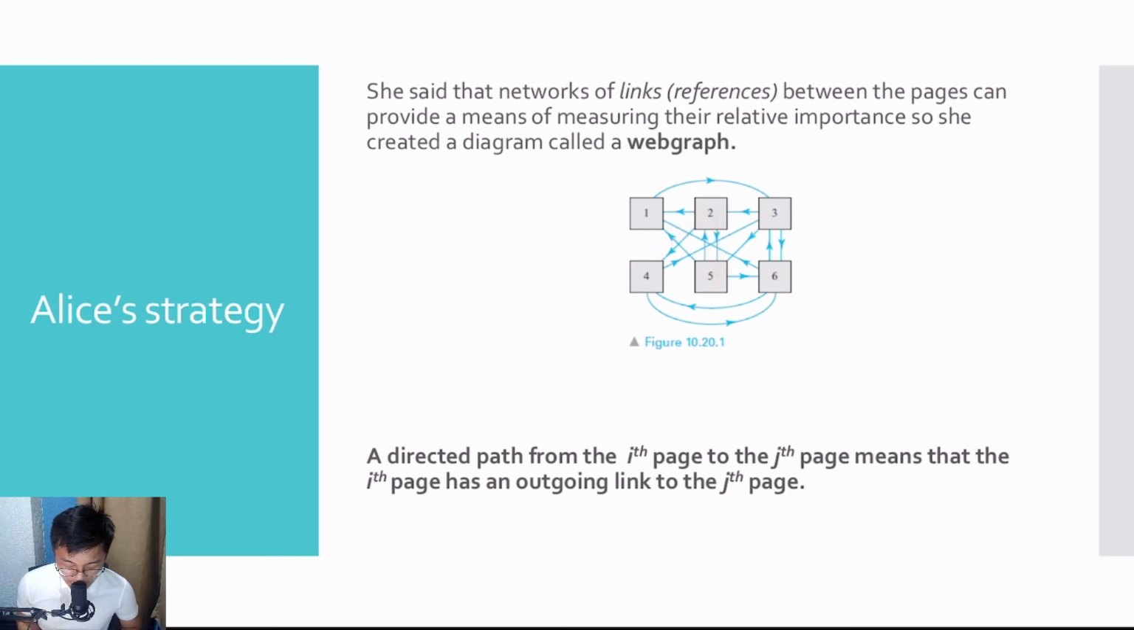So we define that as a directed path. A directed path from the ith page to the jth page means that the ith page has an outgoing link to the jth page. So this is the relationship of the links of each page.